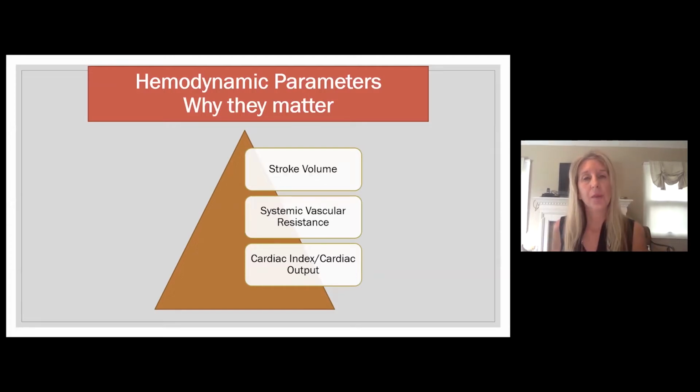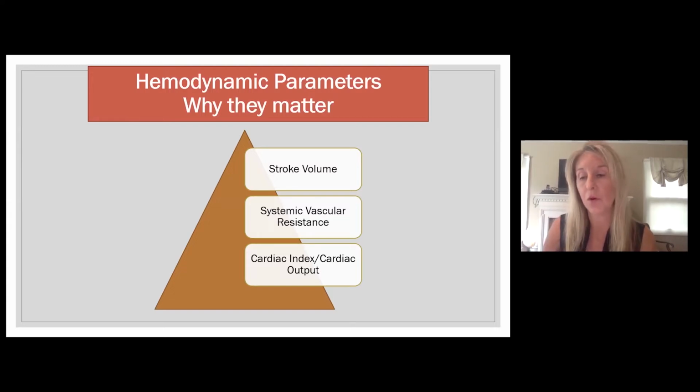So hemodynamic parameters, why do they matter? We're going to talk about stroke volume, systemic vascular resistance, cardiac index, and cardiac output. We're going to talk about how you can use these parameters in addition to the mean arterial pressure to help guide care of your hemodynamically unstable patient and maybe the patient that appears to be stable but has some things happening that we can't quite see.